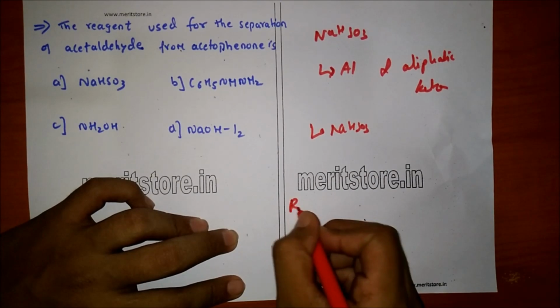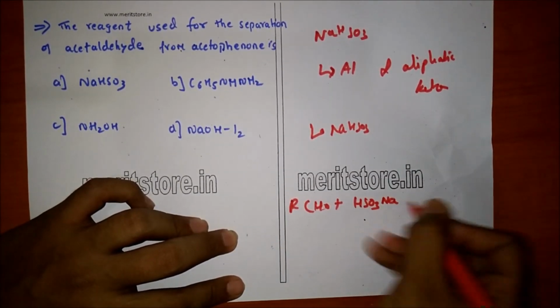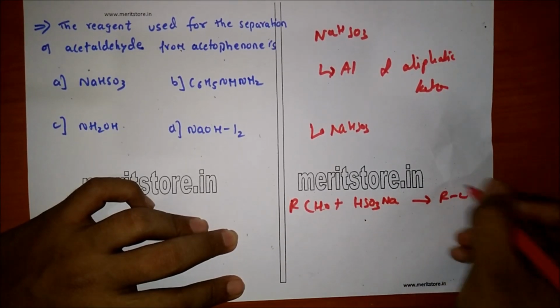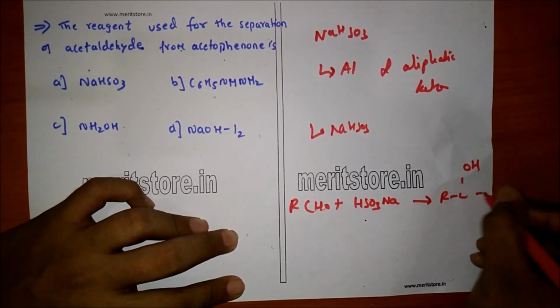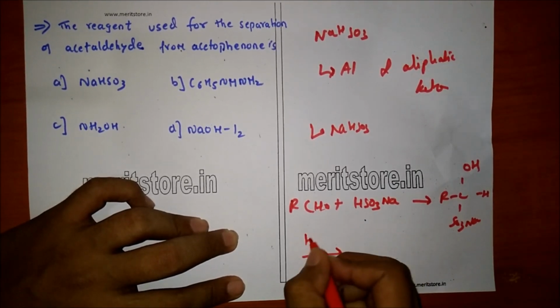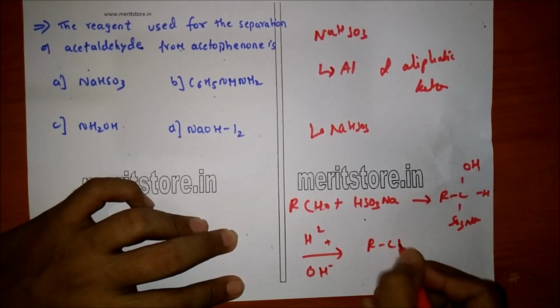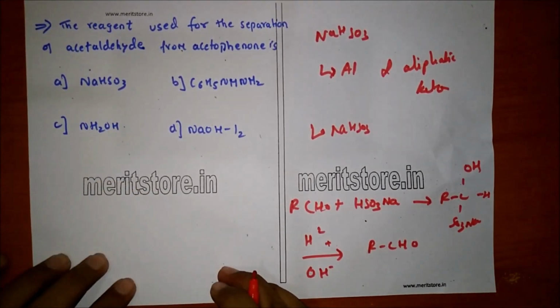Let's look at one example. Now, RCHO plus NaHSO3 gives RCH(OH)SO3Na, which on further treatment with H+ or OH- gives aldehyde again. Therefore, here the correct answer is option A.